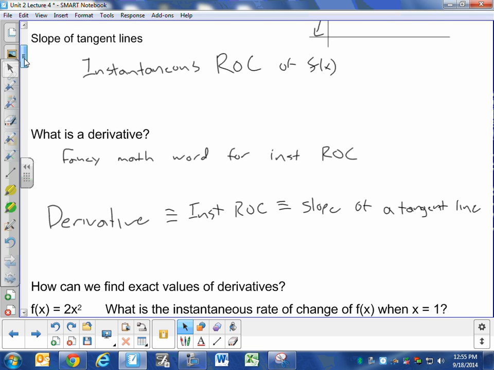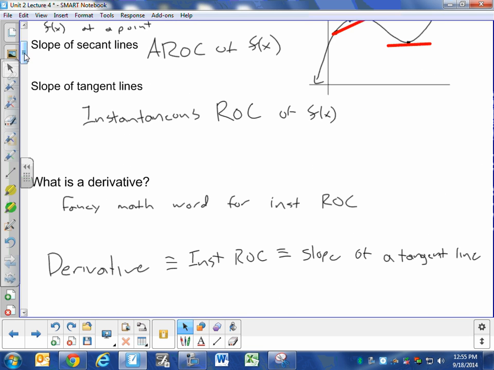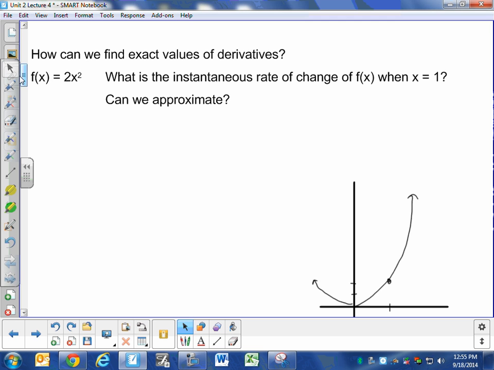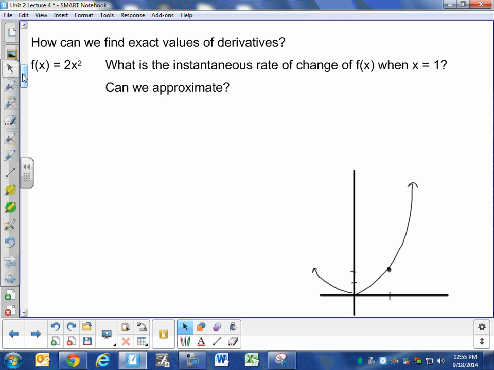All right. So we know what a derivative means. It's an instantaneous rate of change instead of an average rate of change. It's the slope of a tangent line instead of the slope of a secant line. Now let's see if we can find exact values of derivatives. And change this up, see if it might help.